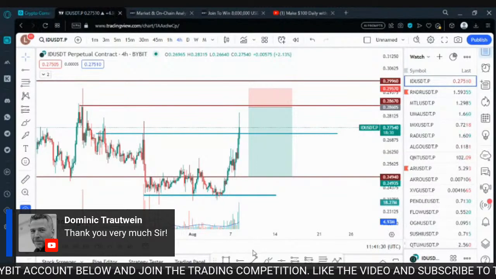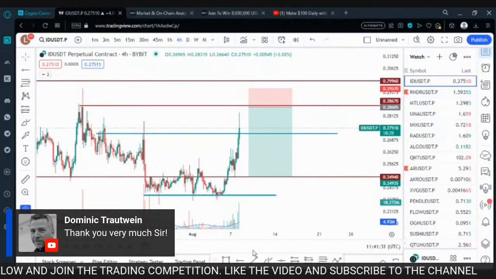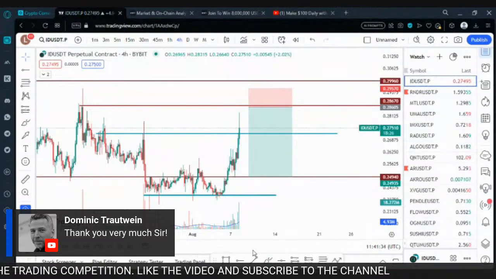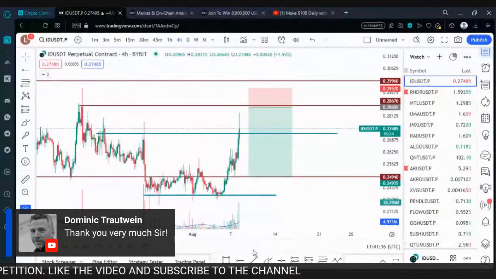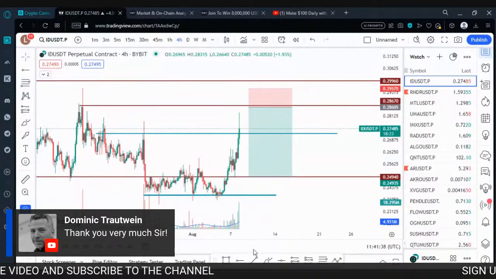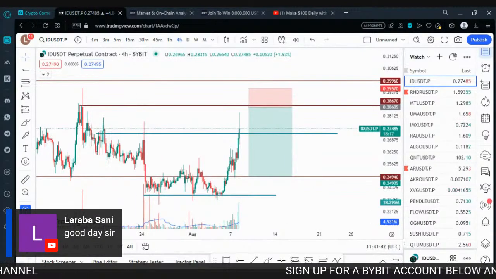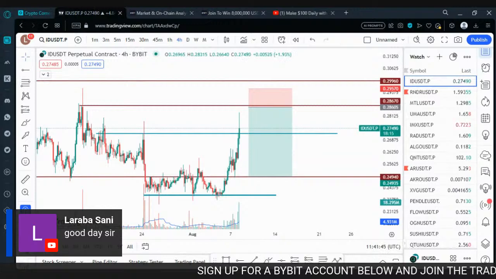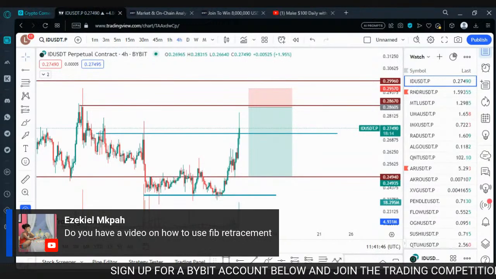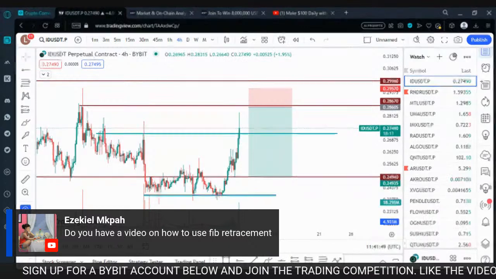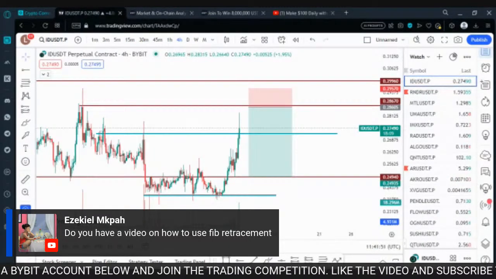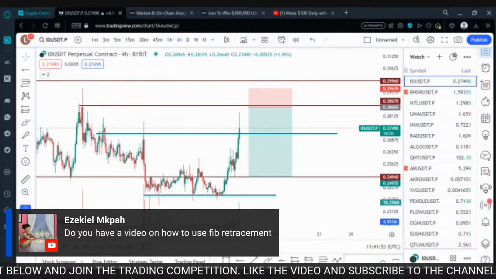Do you have a video on how to use the Fib retracement tool? I don't have a specific video, but I use the Fibonacci retracement tool almost every day in my live streams. So what exactly do you want to know about it? I basically use the default setting for the Fib retracement tool, but I pay attention to 2 levels: the 786 level and the 618 level.